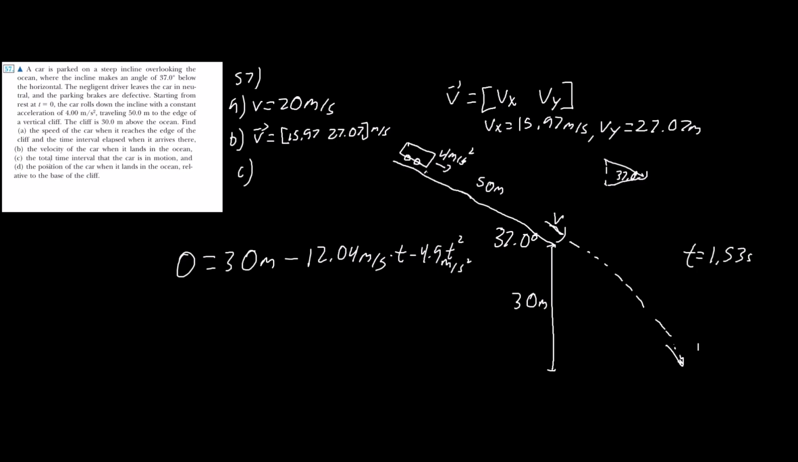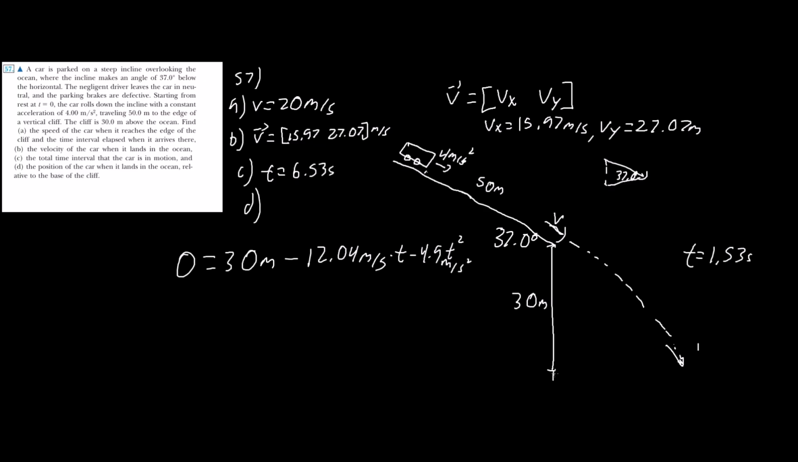All right, let's see what part C is. The total time interval for the car in motion, okay, well, I just found that. The total time interval when the car is in motion: 50 times 2 divided by 4, square root the thing, is 5 seconds. So 5 plus t is going to be 6.5453 seconds.